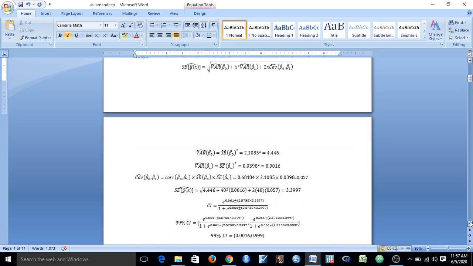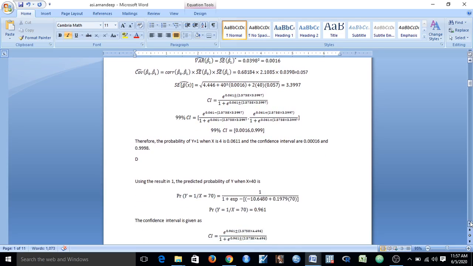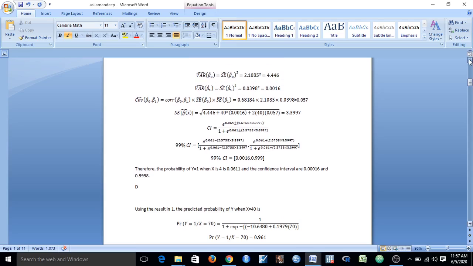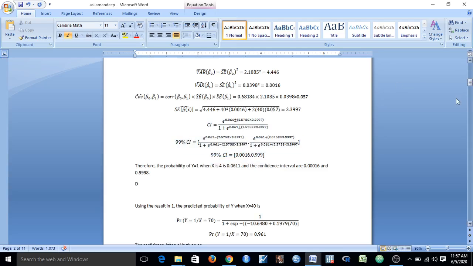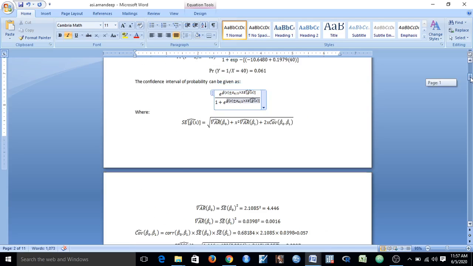But here we want to look at 99% confidence interval. Then it means that alpha is 0.01. So the z value for 0.01 over 2, that will be 0.005, is 2.5758. Then from the formula here, we have exponential of gx.